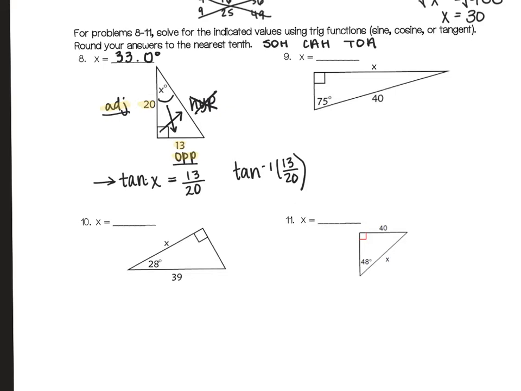For the second one, again, mark your angle. This side is opposite. Across from the 90-degree angle is hypotenuse. The third side is the adjacent side.